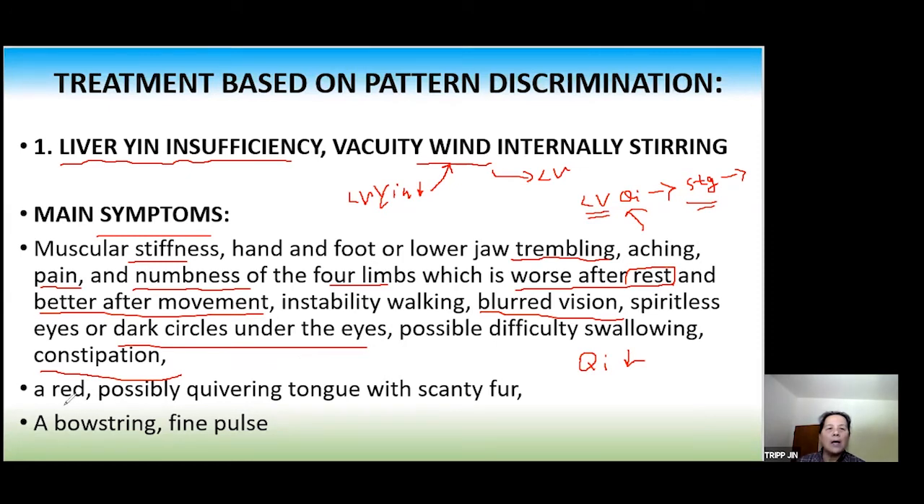So the patient's tongue is red, and maybe without coating, or maybe a little bit of coating there, and still possibly trembling. The pulse is wiry, but yeah, thin, the same. So that's the liver insufficiency part.